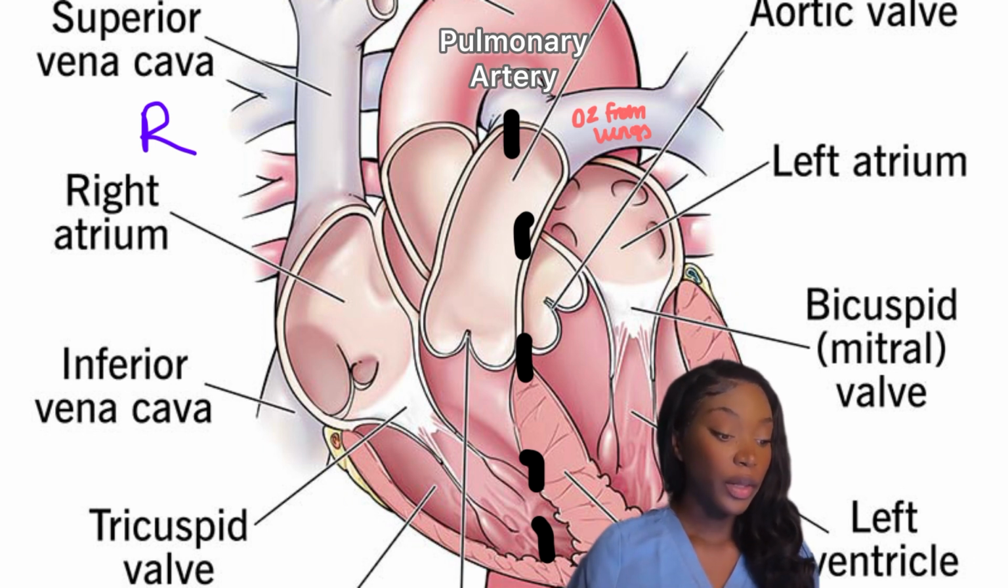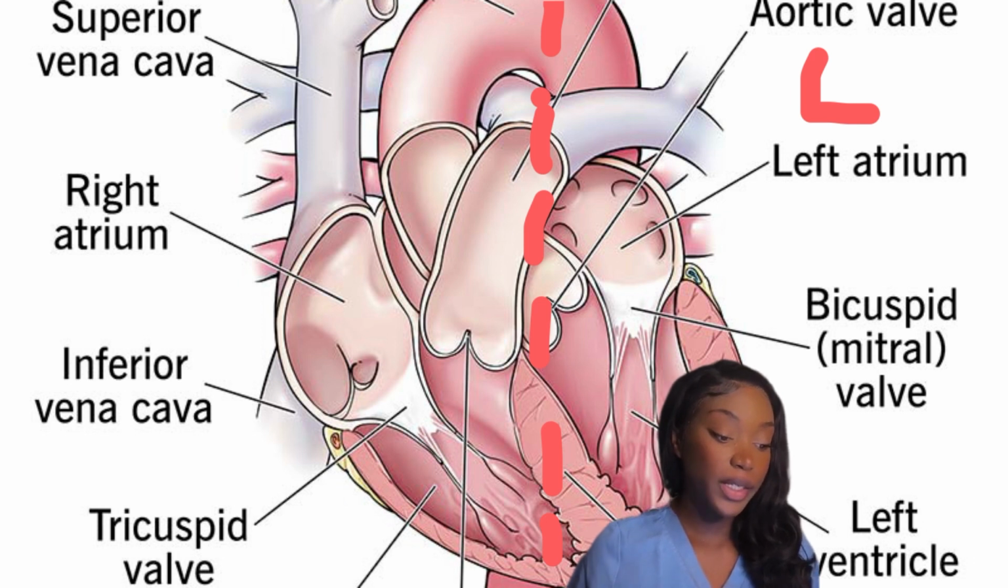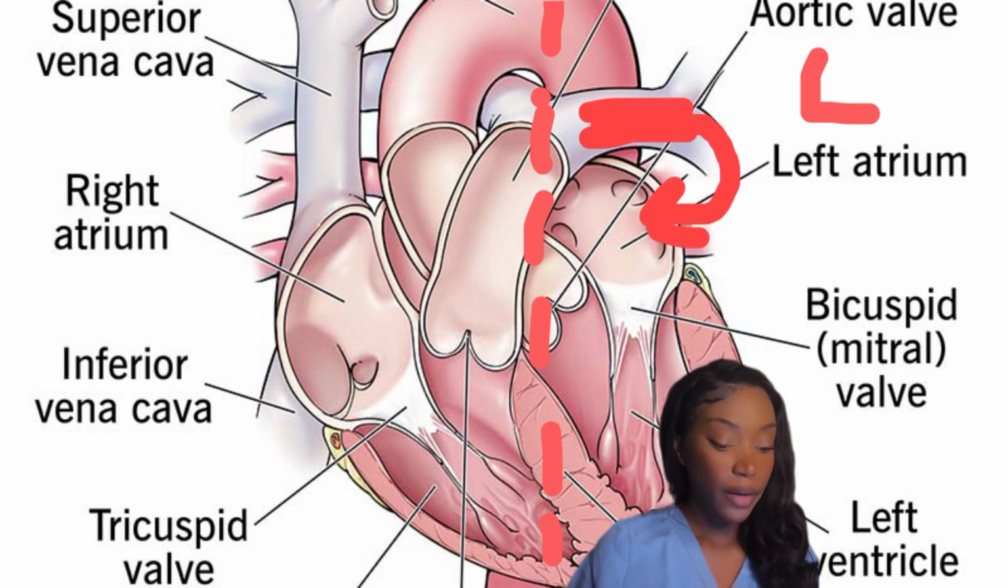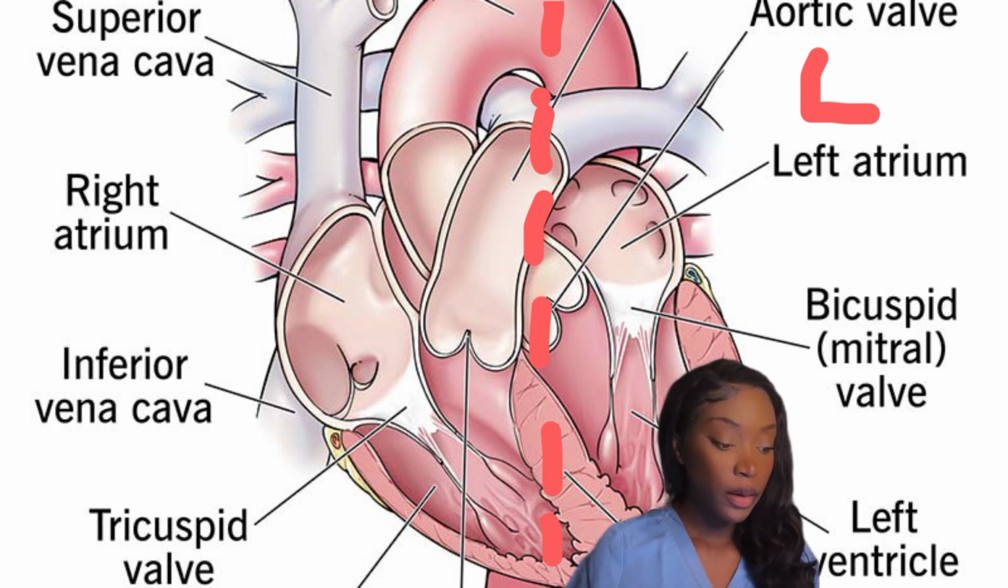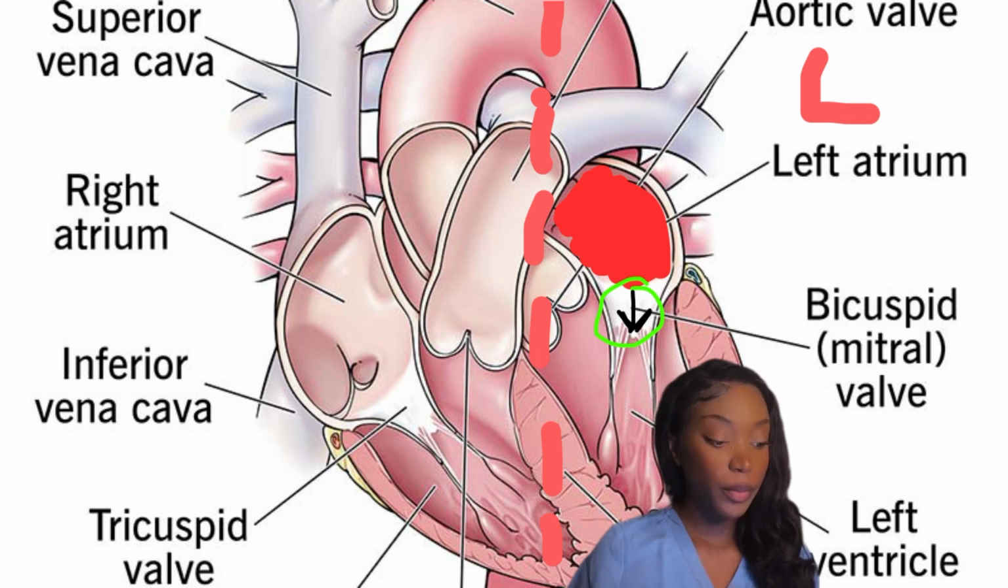And now we are on the left side, where blood is now rich in oxygen. And oxygen-rich blood from the pulmonary veins will flow to the left atrium. And then when the left atrium is full, the mitral valve will open to allow blood to flow from the left atrium to the left ventricle.